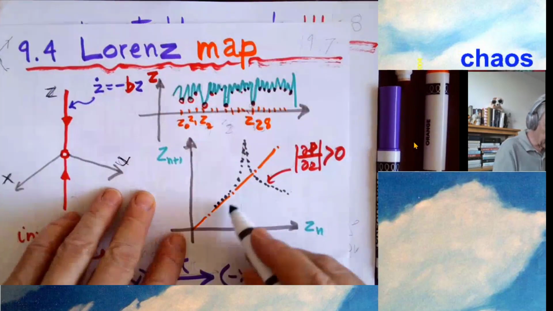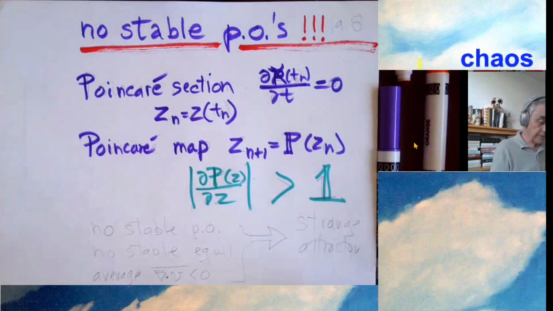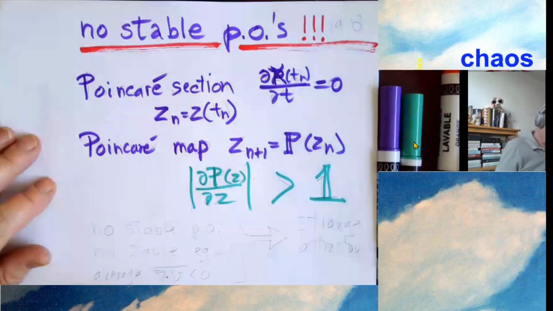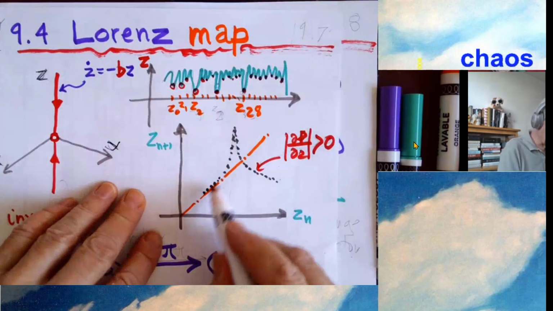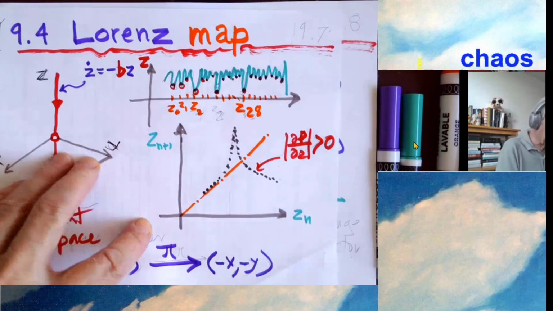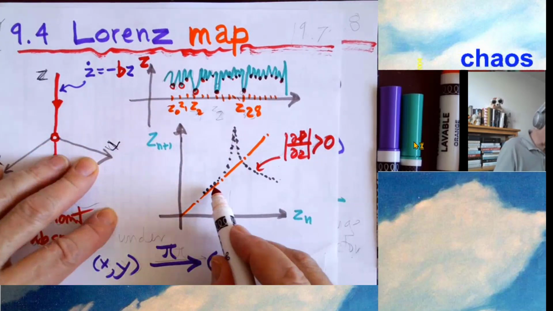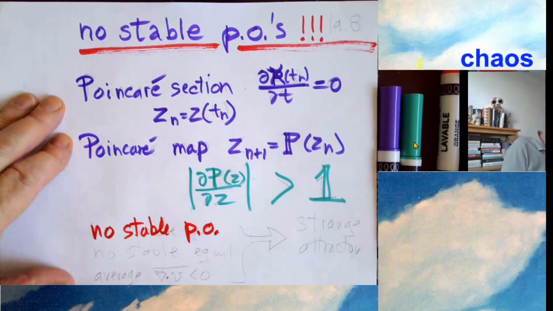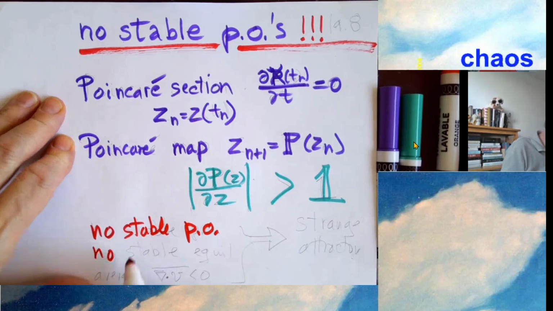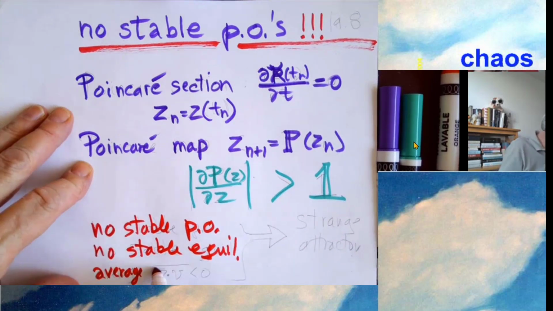If it wasn't, you'll be on the diagonal. This is slope 1, but you're always above it. And you learn that there is no stable periodic orbit, because any periodic orbit has to be on this function. It has to jump between the branches of it. But the local slope is larger than 1, so the multiplier has to be larger than 1. We already know that there is no stable equilibrium. That was elementary. And we already know that the average divergence of the flow is smaller than 0.